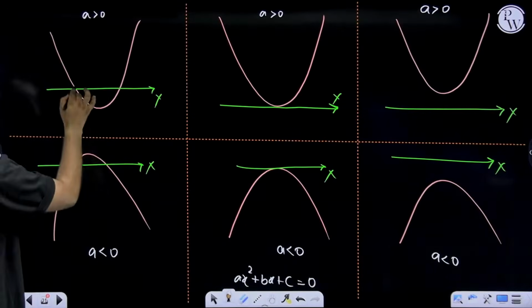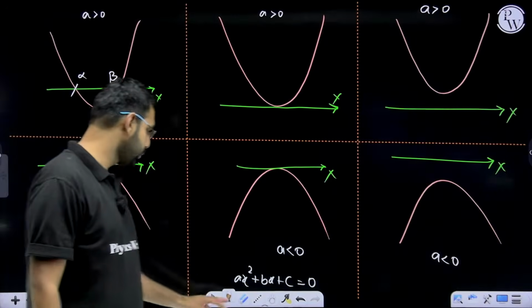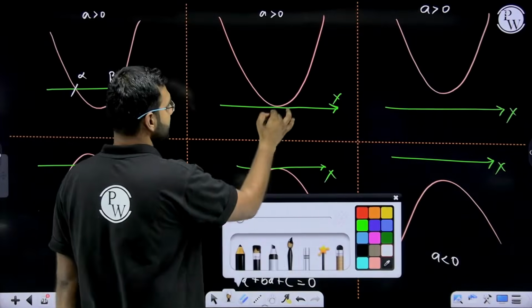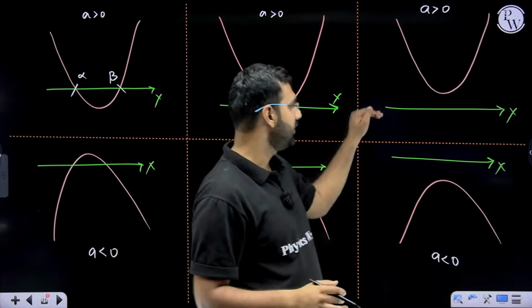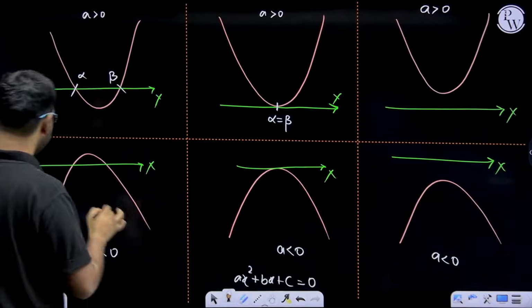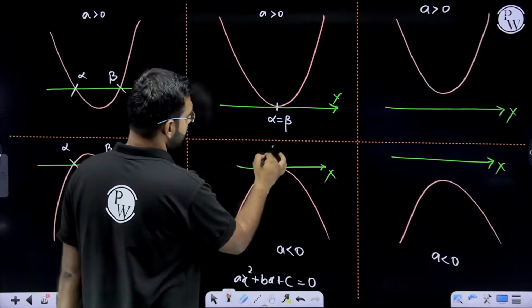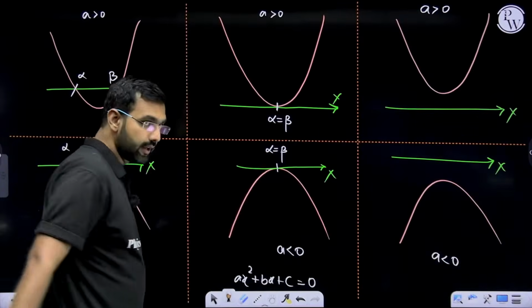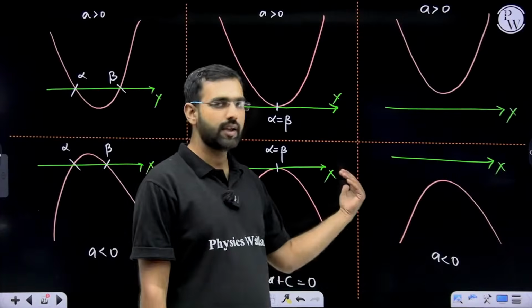If it has two distinct real roots, if it is intersecting the x-axis at two places, which means two distinct real roots. If it is touching the x-axis at one place, which means real roots, but both are equal. If it is not touching the x-axis at all, which means imaginary roots.